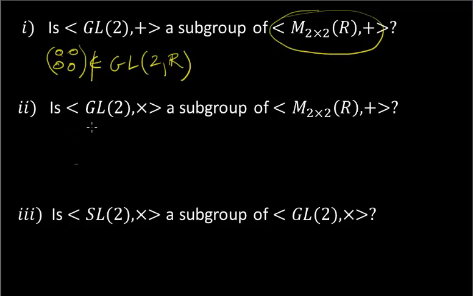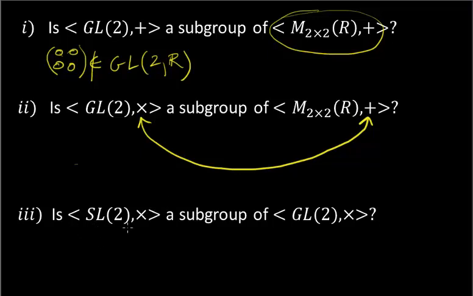The next one, we're looking at the general linear group again. Is it a subgroup of the 2 by 2 matrices under addition? Well, no. You see, the operations are not the same. So again, even though it's a subset, it's not a subgroup.